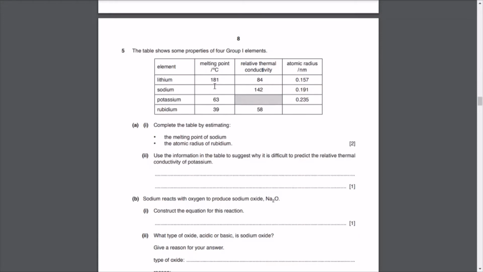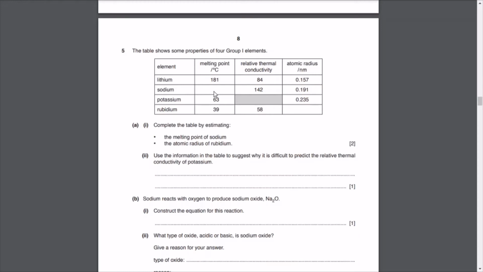Now if we talk about melting point, over here we see a trend. That means it's first 181, then 63, and 39. That means the melting point of sodium is going to be somewhere between 181 and 63. Now a quick tip for this is: do not make it 180 or 64.